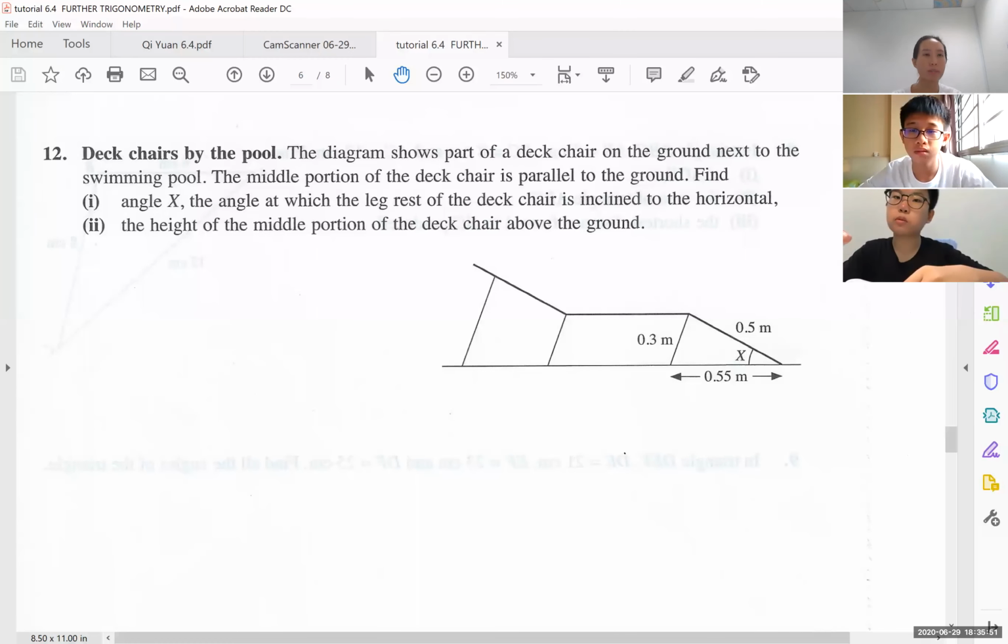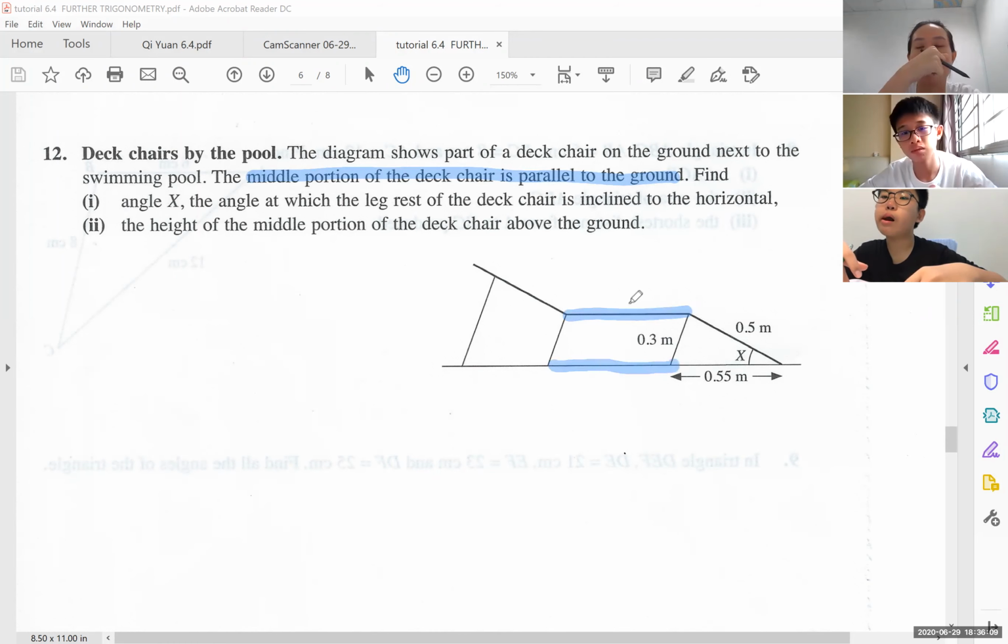Okay, so question number 12, they say that there are deck chairs. They say that we have a deck chair next to the ground, and the middle portion is parallel to the ground. So it means that this is parallel to the ground. Immediately when it's parallel, what do we know? The angle... Is the length 0.3? Which one? The opposite side of the 0.3. Okay, we'll KIV about the angle first.